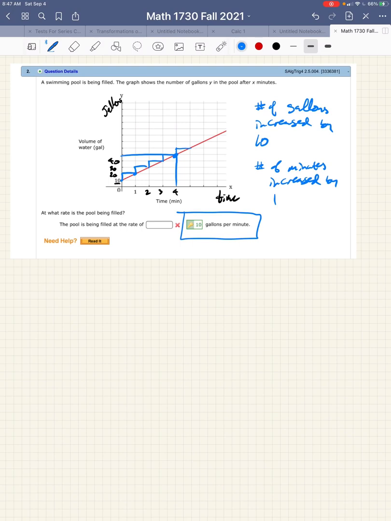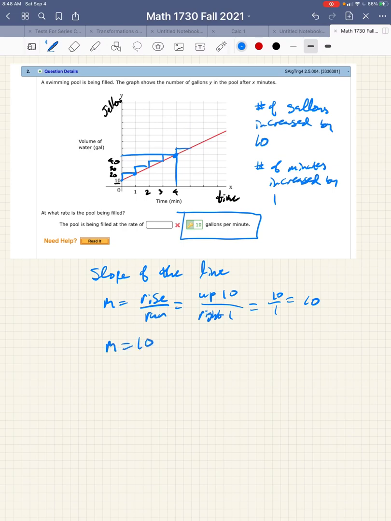Now this, of course, is also the slope of the line. In terms of rise over run, that would be up 10 to the right 1, which would give us a slope of 10 over 1, or just 10. So the slope of this line would be 10.